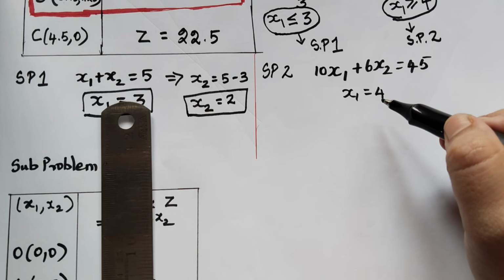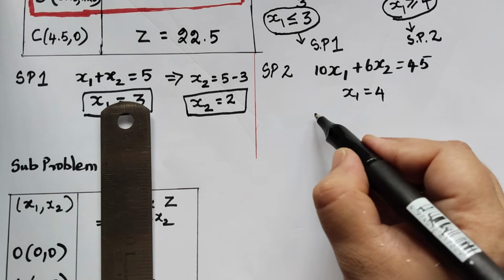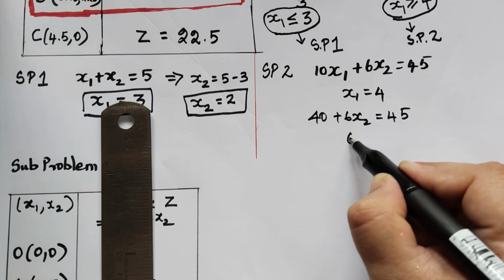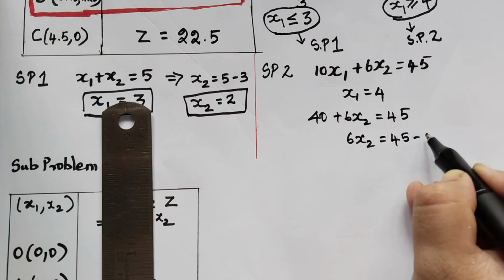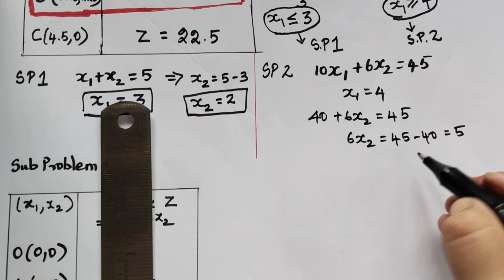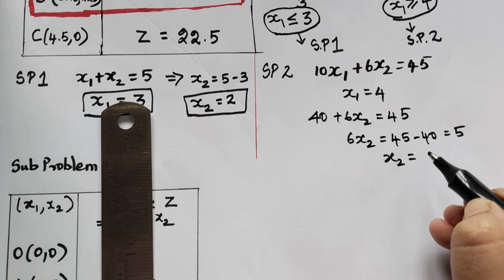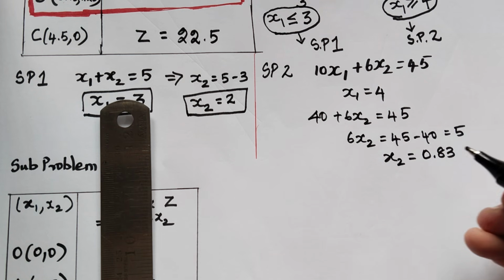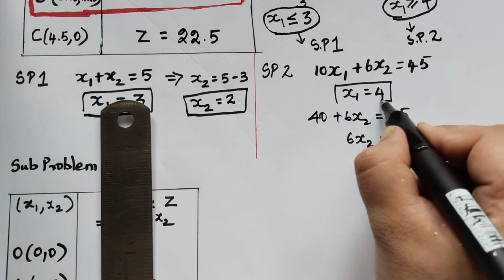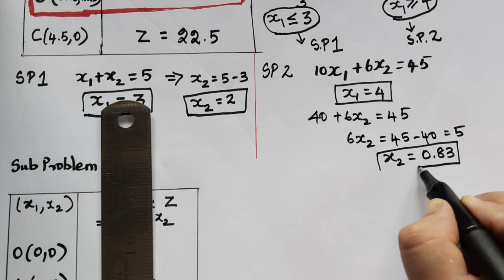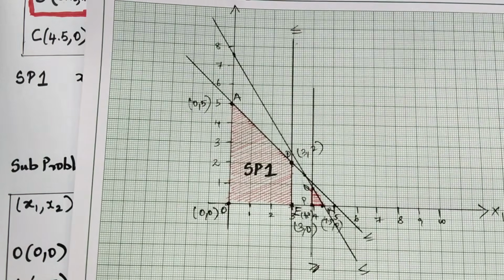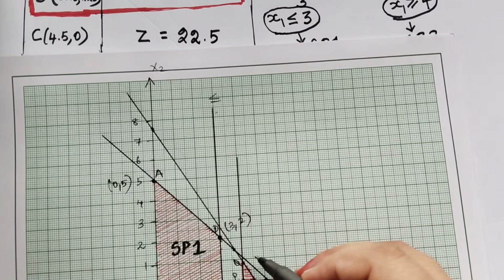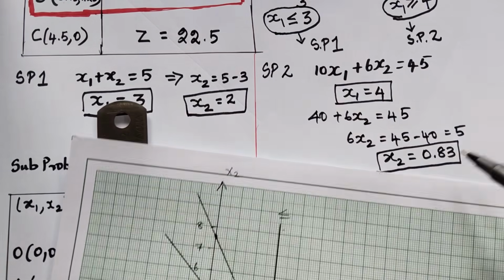So I have written those constraints as equalities. Now here x1 is equal to 4. So if we substitute 4, it is 40 plus 6x2 is equal to 45. So from this 6x2 will be equal to 45 minus 40, which is 5. And so the value of x2 will be equal to 5 by 6, so that gives us 0.83. So now the value of x1 is 4 and x2 is 0.83, which gives us the point of intersection Q, that is this point. So that point is 4 comma 0.83.